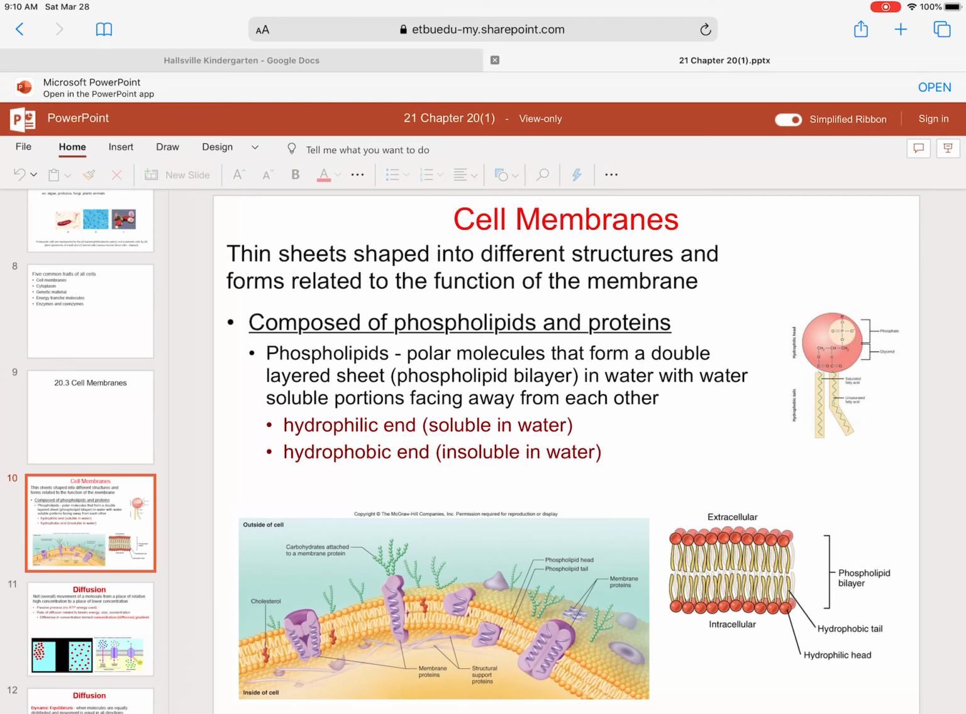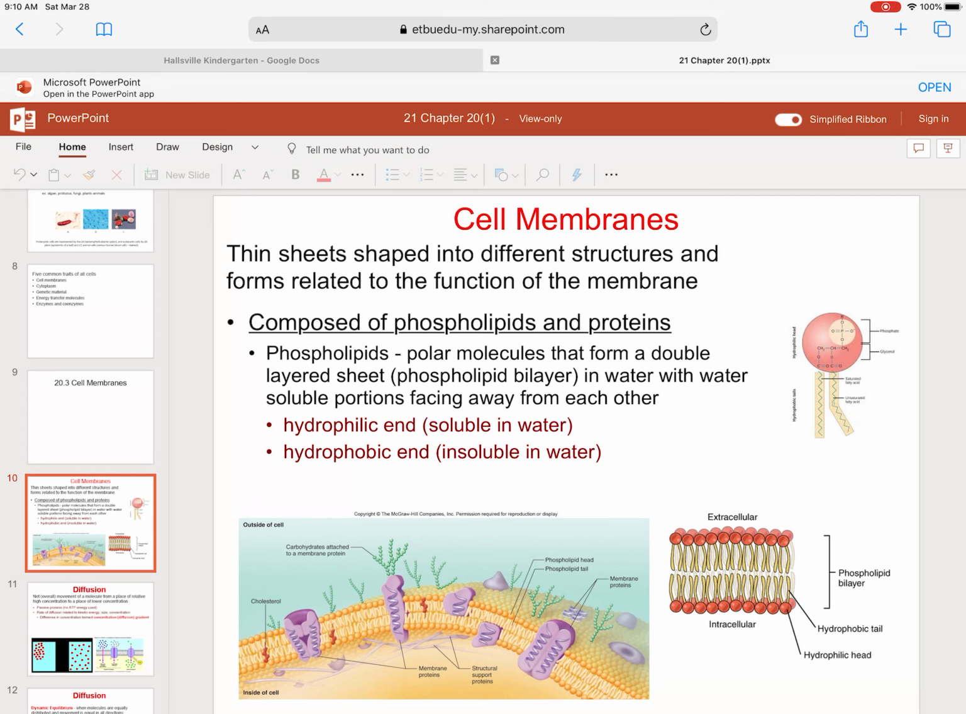So it's kind of like the same thing as why water and oil don't mix. They're not miscible, they don't mix. Well, the little yellow tails don't mix with water either. And that's important because if the yellow portion liked to mix with water, well, there would be no reason for these little molecules to stack up the way they do.